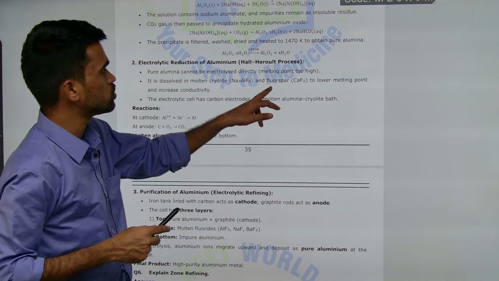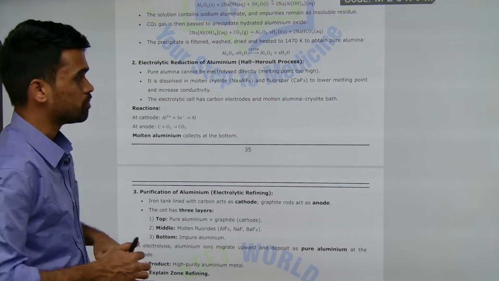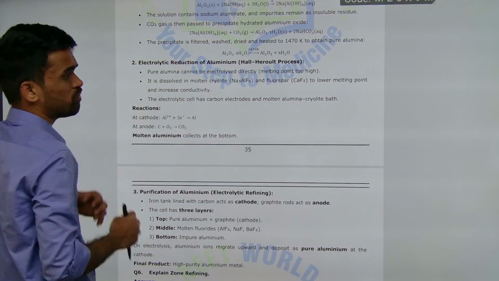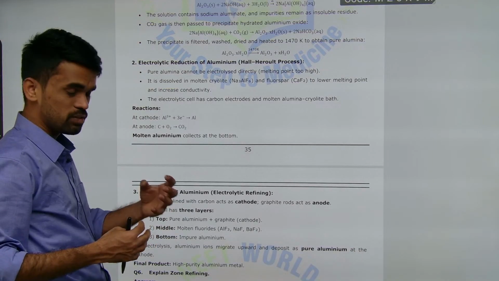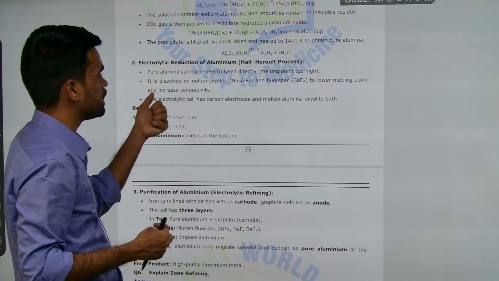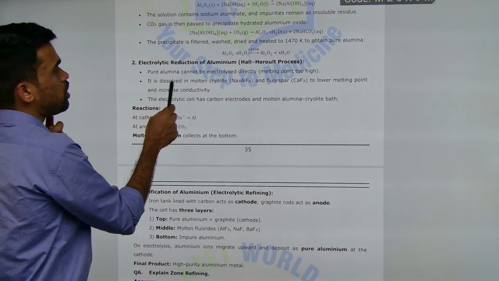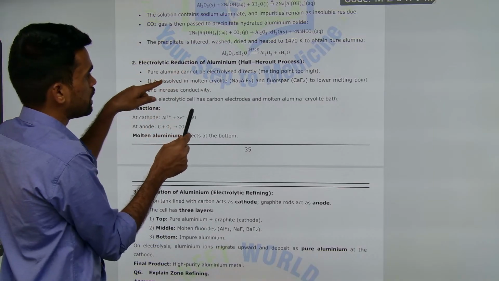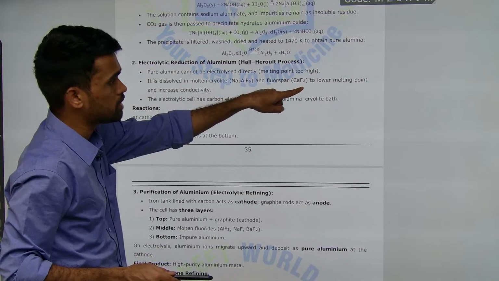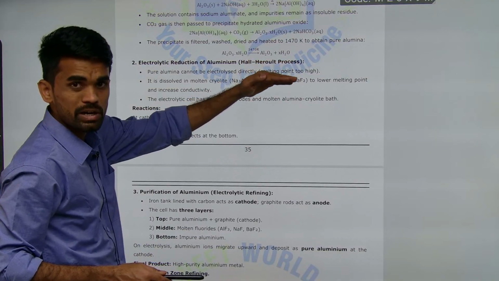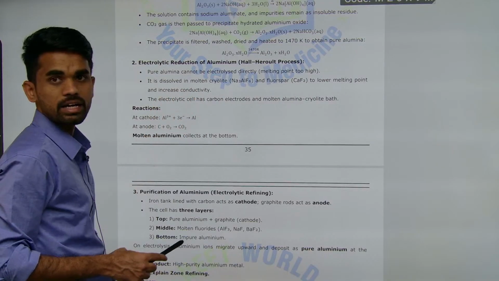What is the use of calcium fluoride here? It lowers the melting point of alumina. When it lowers the melting point, the alumina will be in molten form and its conductivity will be increased. Pure alumina is dissolved in the molten cryolite and fluorspar, so the melting point of alumina is reduced and the conductivity also increases.